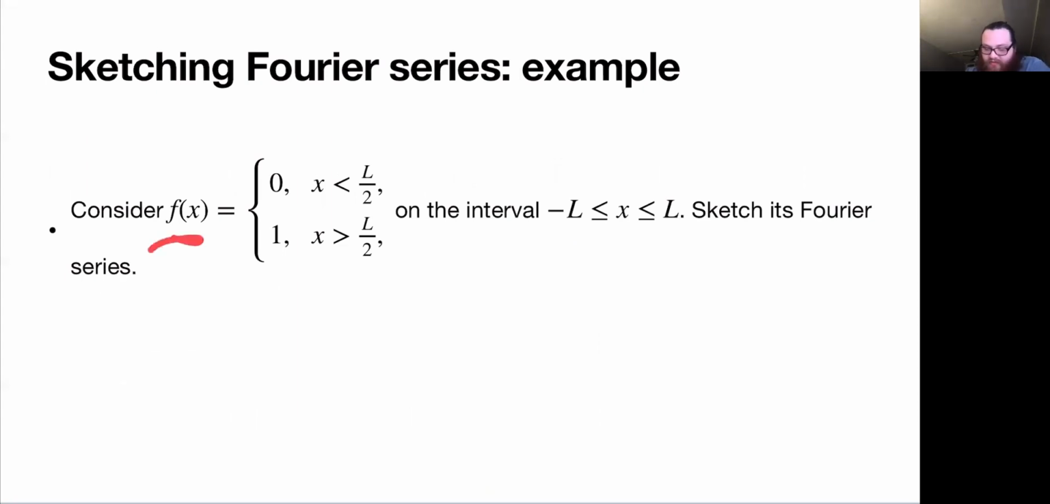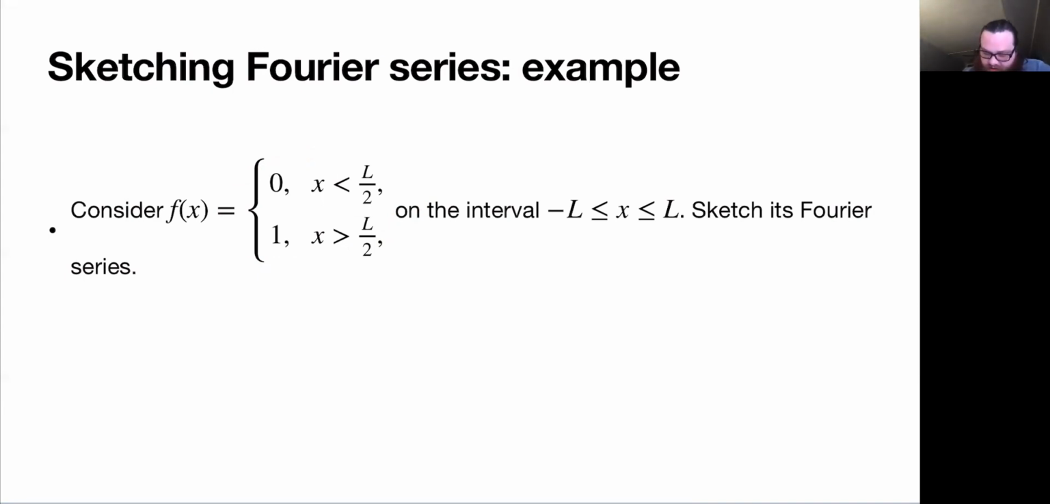So here's a function, f of x, defined on the interval negative L to L. How do we define it? Well, it's going to be 0 for x less than L over 2, and it's going to be the value 1 for x greater than L over 2. Keep in mind, this is not saying what's happening at x equal to L over 2. But the observation was, it doesn't really matter because all that matters are the left and right limits. If you just change the value at a single point, it doesn't affect the left and right limits, so it doesn't affect the value of the Fourier series.